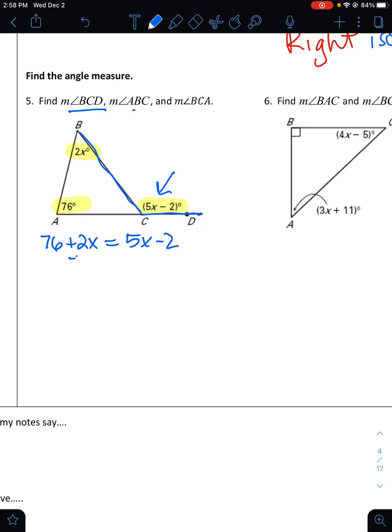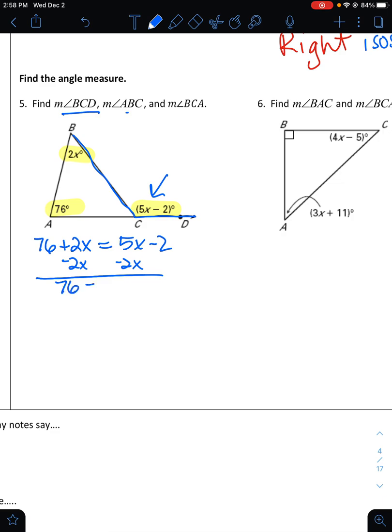So I guess I will take away 2x first. Doesn't really matter if you do this step first or second. All right, 76 equals 3x minus 2. I'm going to add over my 2. So that gives me 78. Divide off your 3. And so 78 divided by 3 is 26.